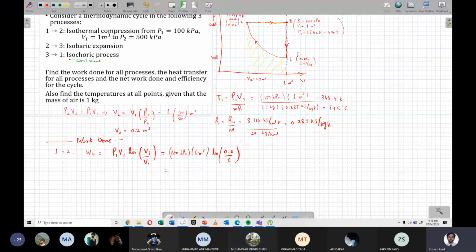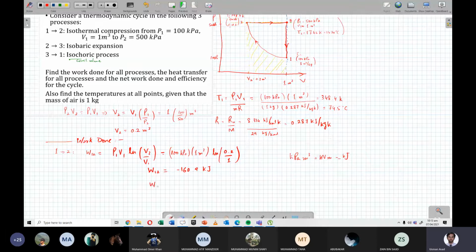So Pascal is SI, meter cube is SI. So Pascal into meter cube actually is not the right way of saying it. You want to probably call it a joule. But since there's a kilo involved here, you get kilojoules, right? So this product has units of kilojoules. Okay? Of course, these are work units, so correctly pointed out there. And its value comes out to be just minus 160.9 kilojoules. Okay? So that is work done for this process 1 to 2.